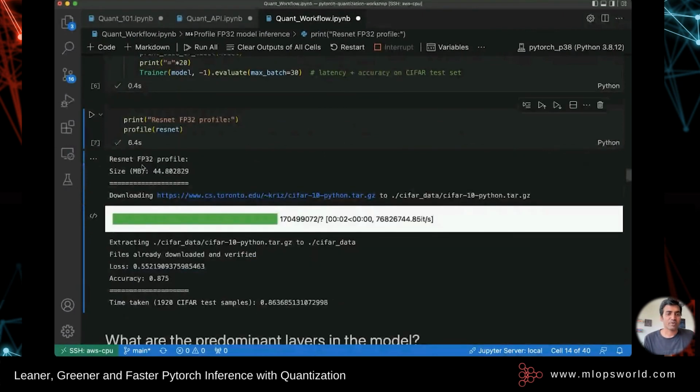So the FP32 model takes around 45 megabytes, and the accuracy is around 87.5%, and it's taken around 86 milliseconds on the test set.